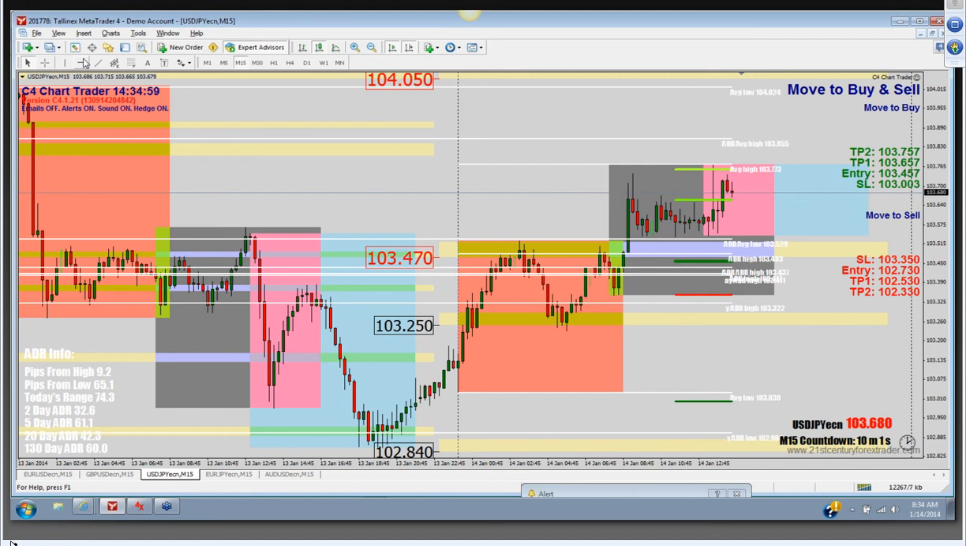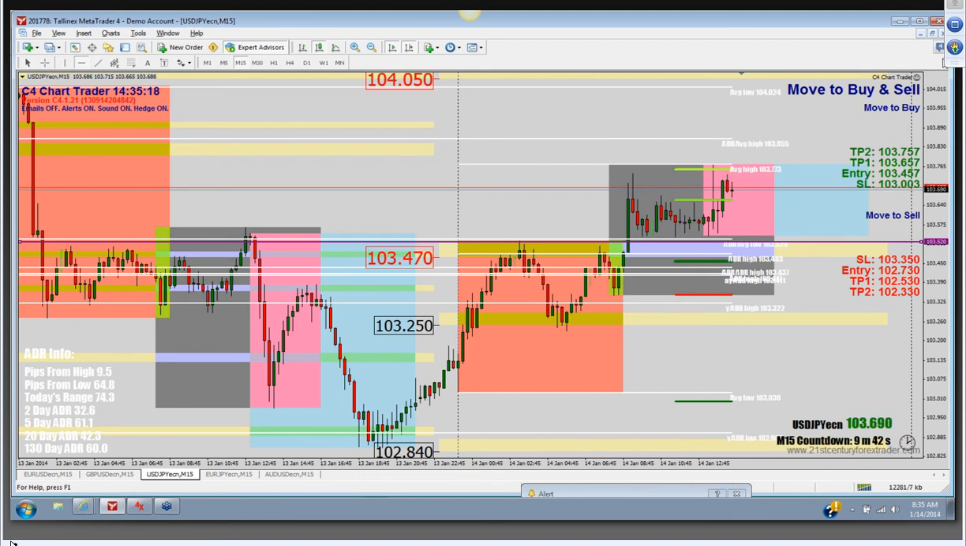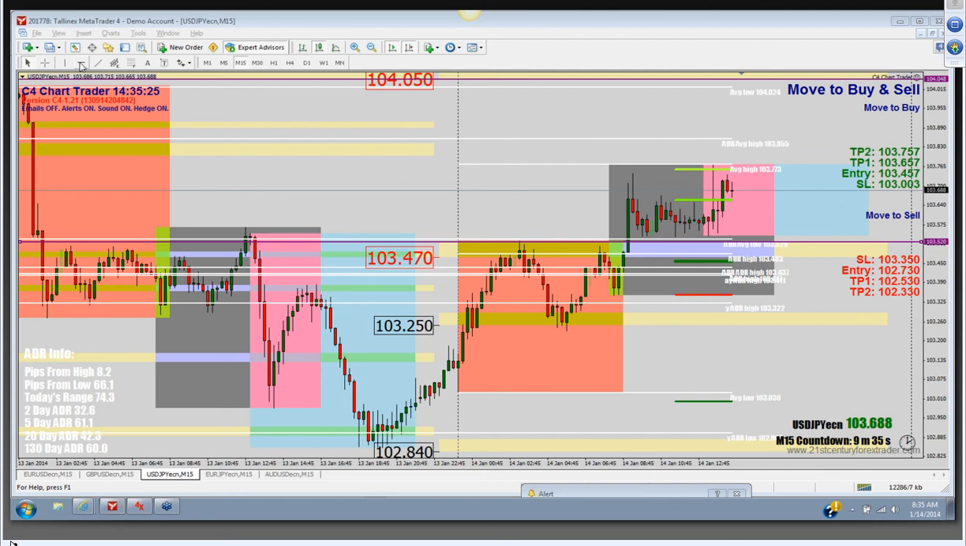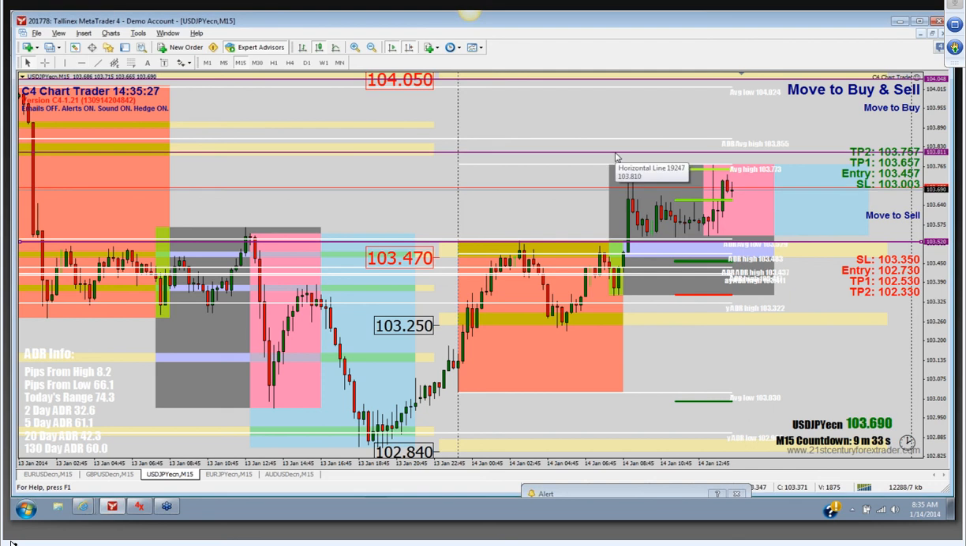103.52 we have right here as a key level for the channel top. 103.80 was our next level up. 104.09. Got a thermal grid up here. 103.80 right through here. 103.48. 103.29.